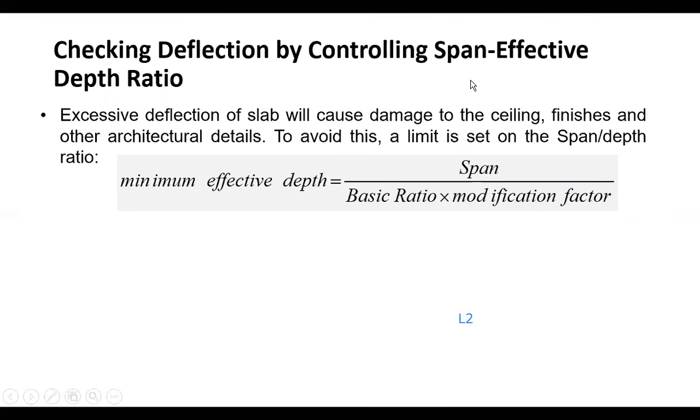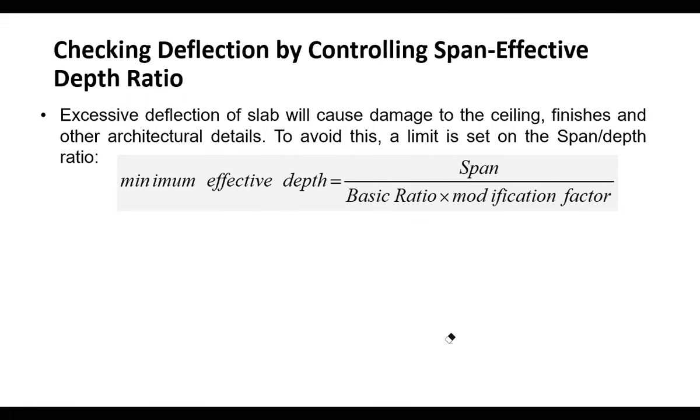About checking deflection, how do we check the deflection? As I told you, we have to use a table in the code. The deflections are important to be checked because if you have excessive deflection, it may cause damage of ceiling, finishes, or other architectural details. To avoid this, we have to use the minimum effective depth, which is the span divided by basic span to depth ratio from the table 3.9 multiplied by the modification factor.